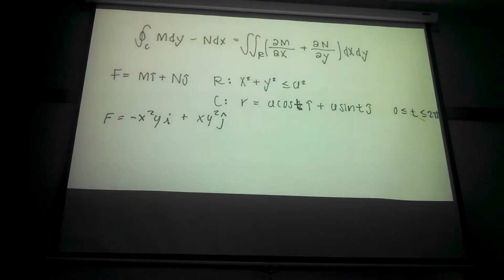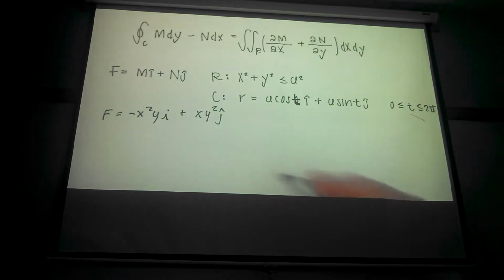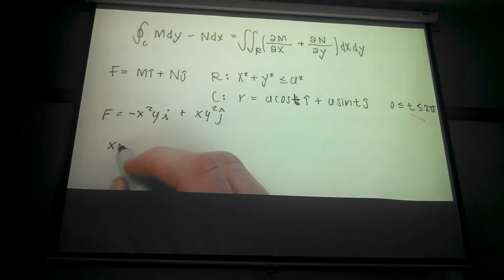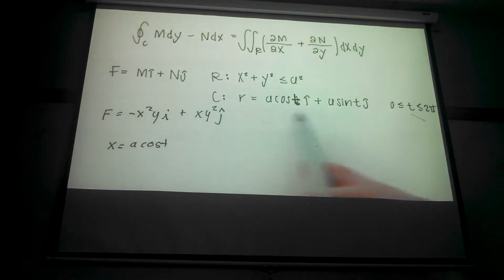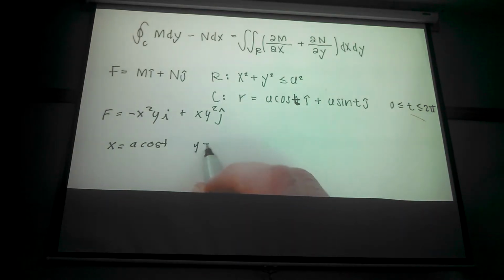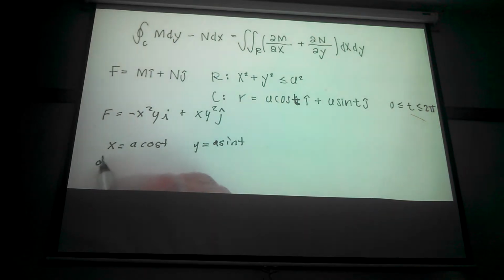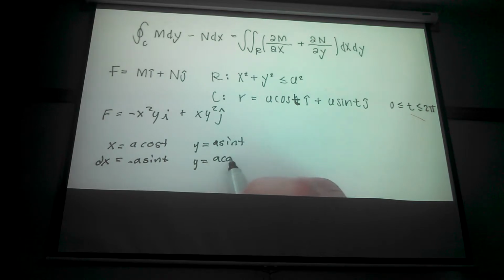So going from here, we're going to parameterize it. We're going to say our x value is a cosine t, since it was given in our bounds right up here, and the y would be a sine t. So if we take a derivative of each, this becomes negative a sine t. This one becomes a cosine t, and these have dt's after as well.